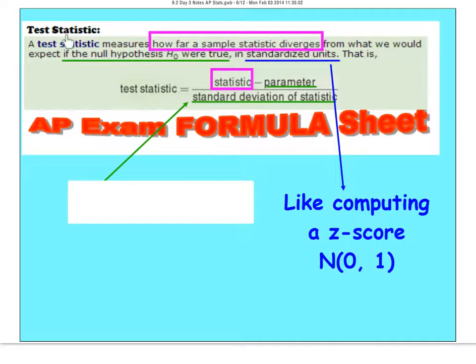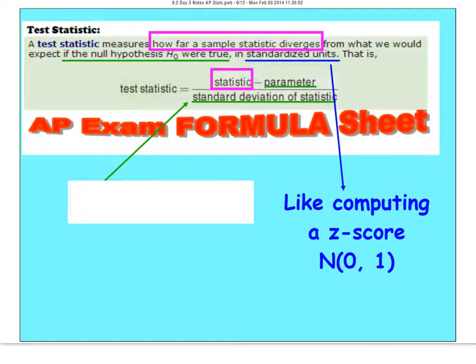Now let's talk about the test statistic that we use for this one. You will find this definition on the formula sheet. It's a very broad definition because from chapters 9 through 12, we're going to be talking about the test statistic, and it changes based on the type of test we're doing. The test statistic measures how far the sample statistic diverges from what we would expect if the null hypothesis were true, in standardized units.